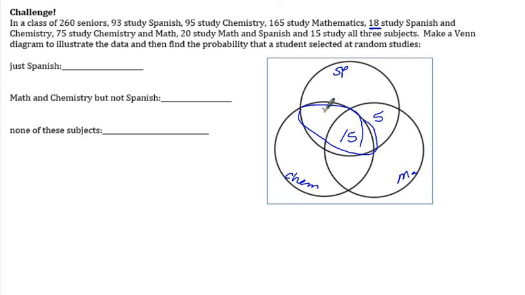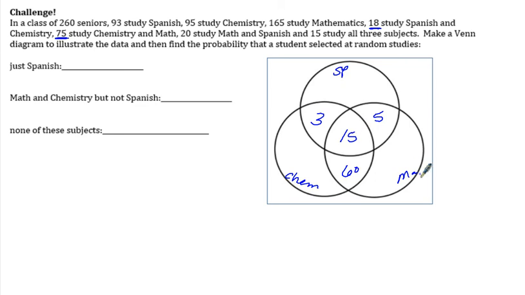So that means we should have 15 already in here. That means 3 go in here, okay? So 3 go in here. And then the last overlap we have is a chem and math overlap. Chem and math, that's 75. So 75 in this chem and math overlap. That means there must be 60 that just take chem and math and not Spanish.